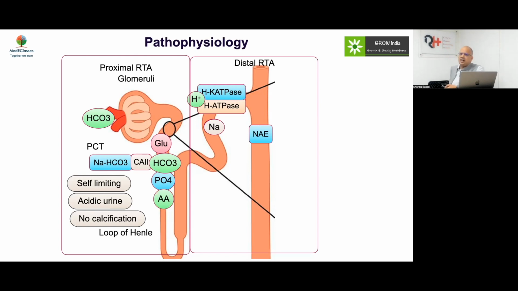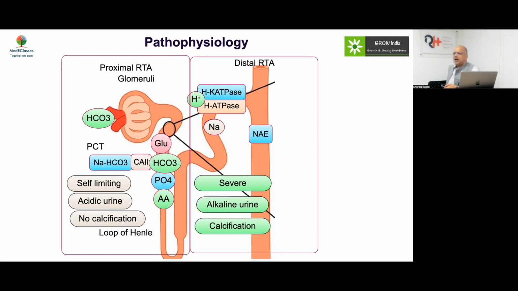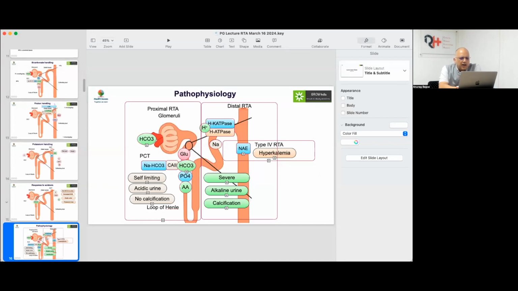Now, as far as distal RTA is concerned, the problem predominantly is in the distal tubule in terms of acidification. This is a more severe disease with alkaline urine and calcifications which are more common. Then you can have a problem of type 4 RTA, which is not really a renal problem. It's more of an aldosterone problem in either aldosterone production or action, and that can cause hyperkalemia and metabolic acidosis to a milder extent. So this is the overall pathophysiology. As far as the RTA is concerned, we will now move forward more in terms of the etiological aspect.